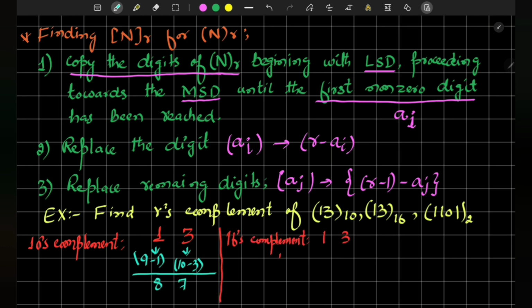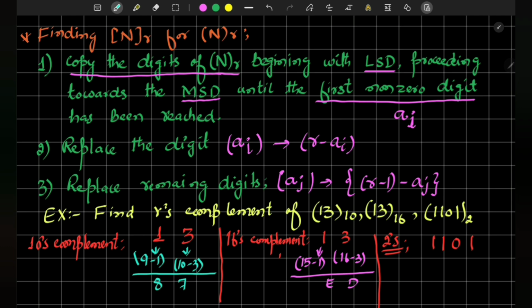Likewise, while finding the 16's complement, we have to replace this 3 by 16 minus 3, and we have to replace this 1 by 15 minus 1. 16 minus 3 is equal to D in hex, and 15 minus 1 is equal to 14, which is equal to E. So the 16's complement of 13 is equal to ED.